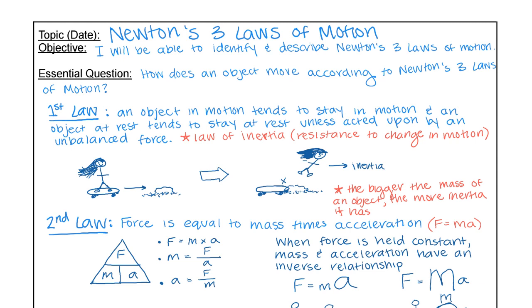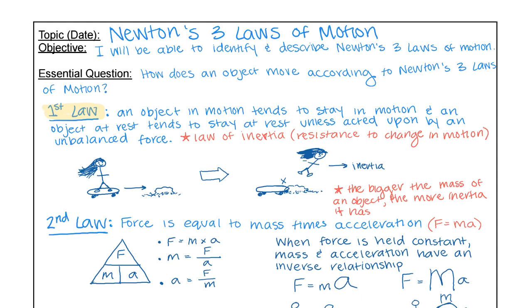So the first law that he came up with, I'm going to get my highlighter out. All right. So the first law that Newton came up with is he stated, an object in motion tends to stay in motion, and an object at rest tends to stay at rest unless acted upon by an unbalanced force.